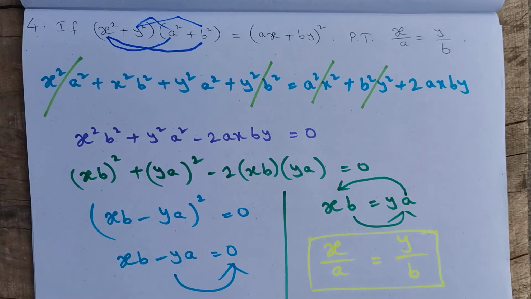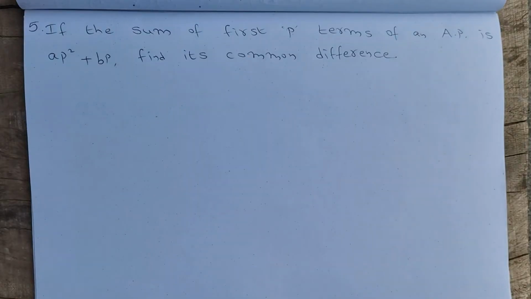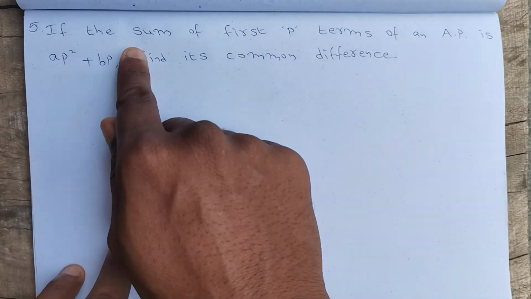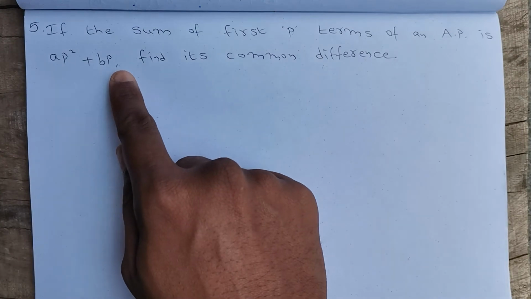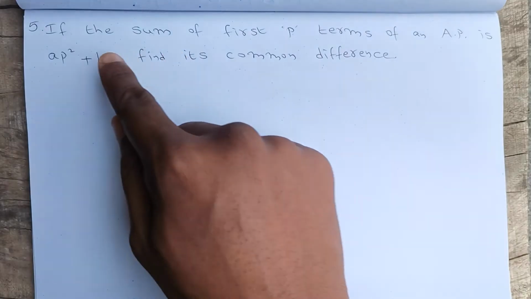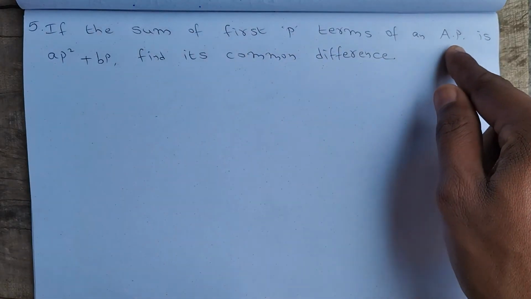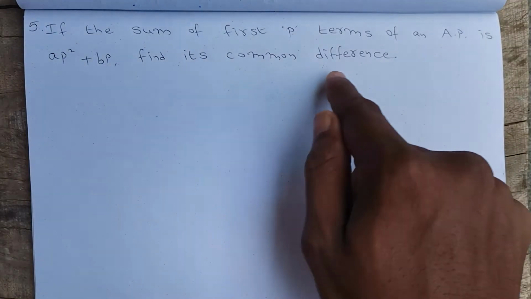Let's move to question number 5. The question is, if the sum of the first p terms of an AP is ap square plus bp, then find its common difference. Most of the students will make mistakes in this type of question, because sometimes they will give, if the nth term of an AP is ap square plus bp, then find its common difference. And here it is, if the sum of the first p terms of an AP is ap square plus bp, then find its common difference.